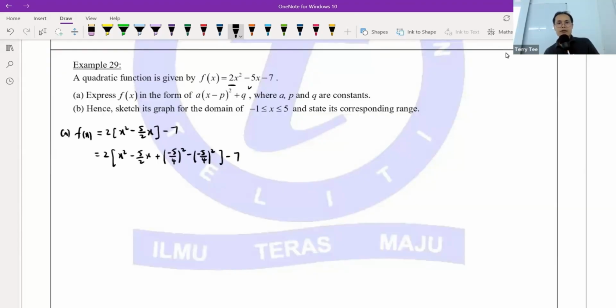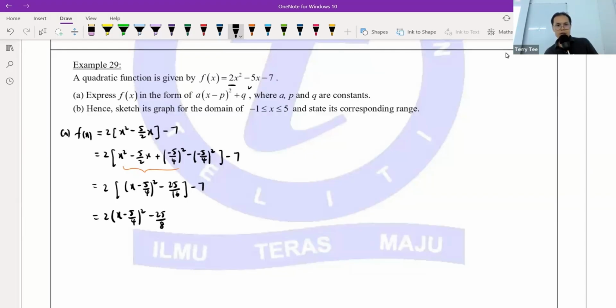Now, remember, the first three terms can be combined together, becomes a bracket. This is a 2, this is a 2 here, with a bracket x minus 5 over 4 square. 5 square is 25, 4 square is 16, minus 7. Remember, always keep the 7 outside because it's not involved in the process of completing the square. Now, let's multiply the 2 inside. 5 over 4 square. This will be 25 over 8.